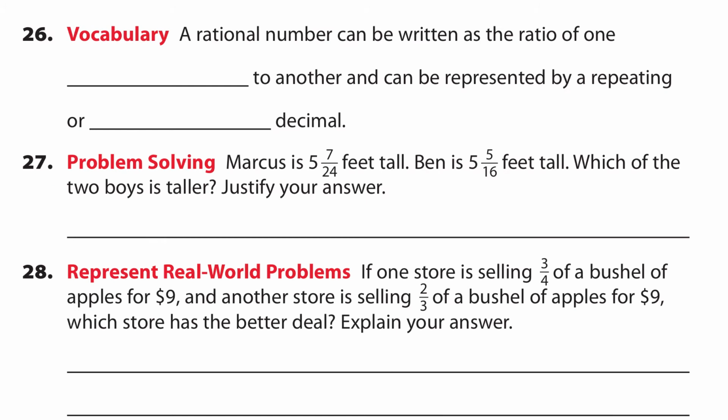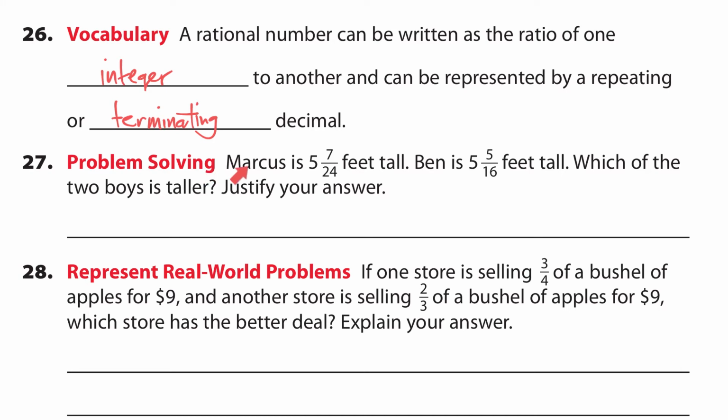So the vocabulary: a rational number can be written as a ratio of one integer to another and can be represented by a repeating or terminating decimal.